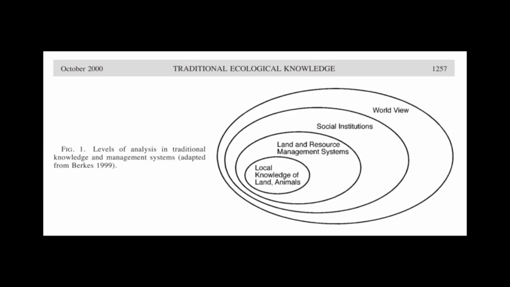It's also from Berkes, but he analyzes it on 4 levels of analysis. At the first level, you have the local knowledge of land, animals, plants, and ecosystems. On the second level, you have the land and resource management system. So when is the appropriate time to go out and hunt or set a fire or harvest certain plants and things like that. And then on the third level, you have the social institutions that govern the management systems. And then on the fourth level, you have the worldview.